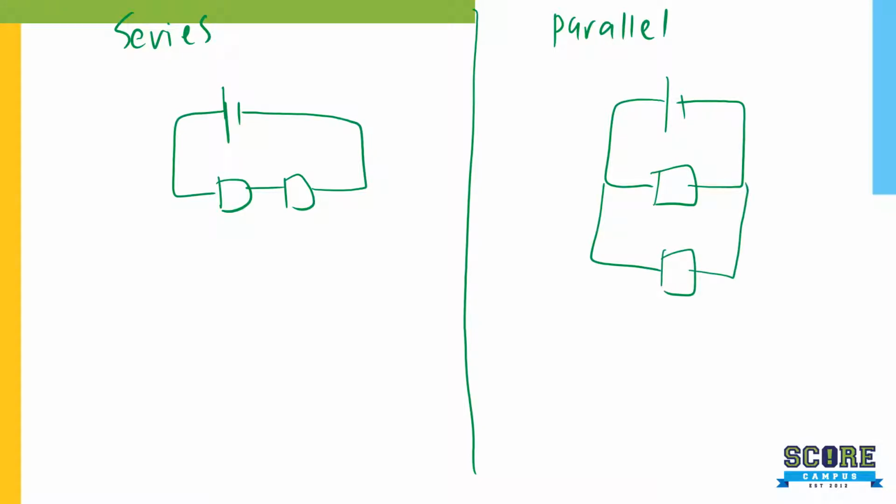Okay, I hope you know what the components are. This is a battery, a cell, and this is a resistor. I'm not going to explain what is a resistor or a cell over here. There will be another video for that. Now, in a series circuit, there is only one pathway for the current to flow. Yeah, you can see there's only one path.